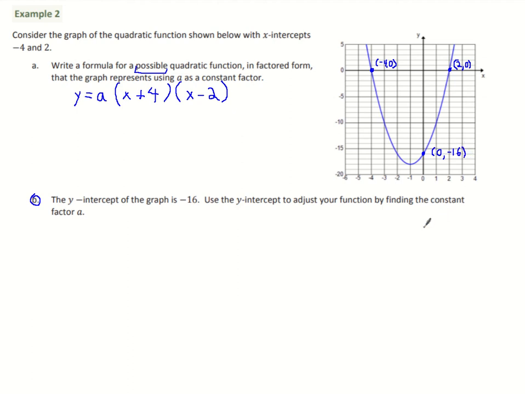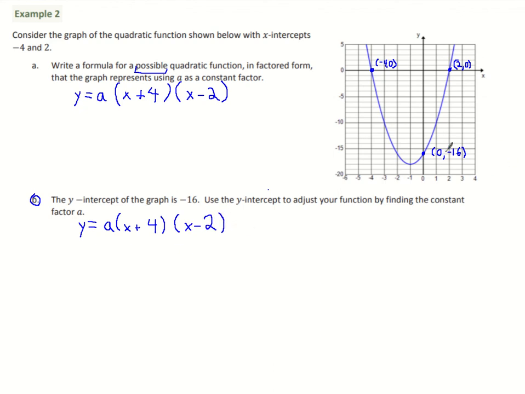But how is knowing this third point going to help us find a? I still have a y and an x that I have to deal with. Oh, wait. Having this extra point gets rid of my x and my y, because I can just plug in this third point. That's exactly what we'll do. y is going to be equal to a times x plus 4 times x minus 2.